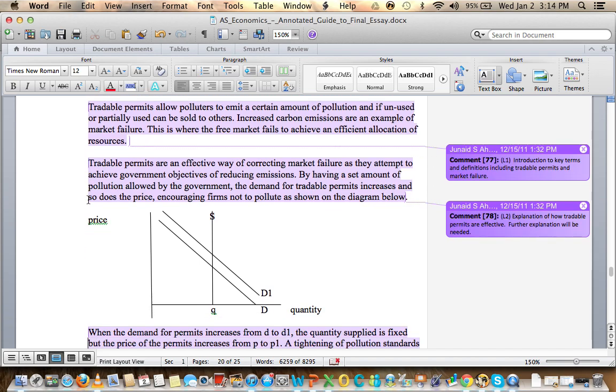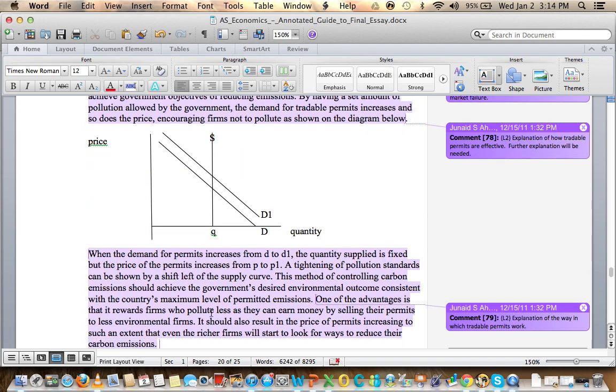Okay, so we have a completely inelastic supply curve for the tradable permits, demand curves shifting to the right in D and D1. I've added the labels for price and quantity, and I've also added the label for Q here. But there was some issues initially with the diagram, so that needs to be labeled correctly. But I think at the basic level this diagram is correct, but with inaccurate labeling. Okay, when the demand for permits increases from D to D1, quantity supply is fixed, but the price of permits increases from P to P1. The P and P1 are not labeled.